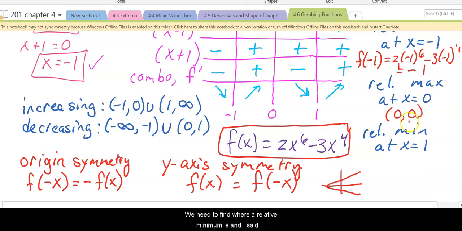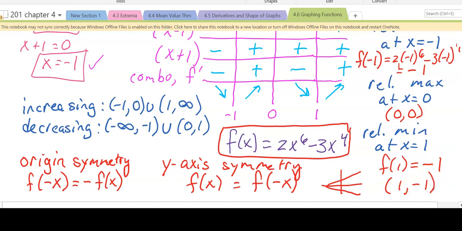We need to find where our relative minimum is, and I said it must be y-axis symmetric. That means I should get the same y value out when I plug in 1. And in fact, if you check it, you'll find that you do also get -1. That means that it is symmetric across the y-axis. I have both (-1, -1) and (1, -1) on the graph.